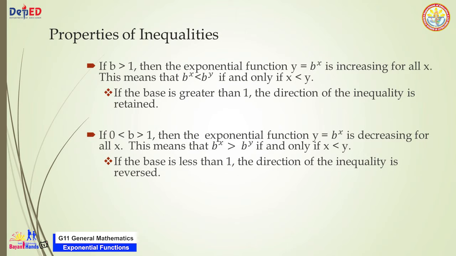If b is greater than 0 but less than 1, then the exponential function y is equal to b raised to x is decreasing for all x. This means that b raised to x is greater than b raised to y if and only if x is less than y. If the base is less than 1, the direction of the inequality is reversed.